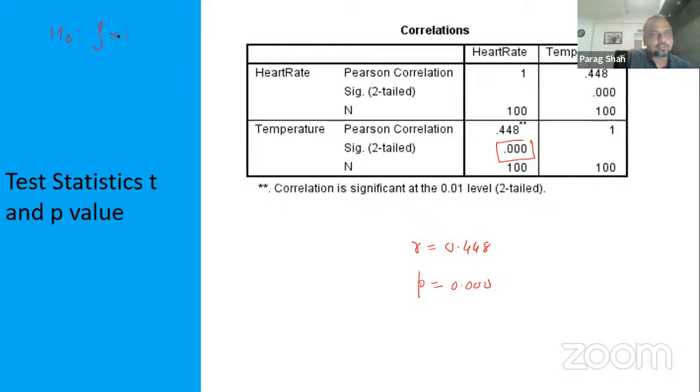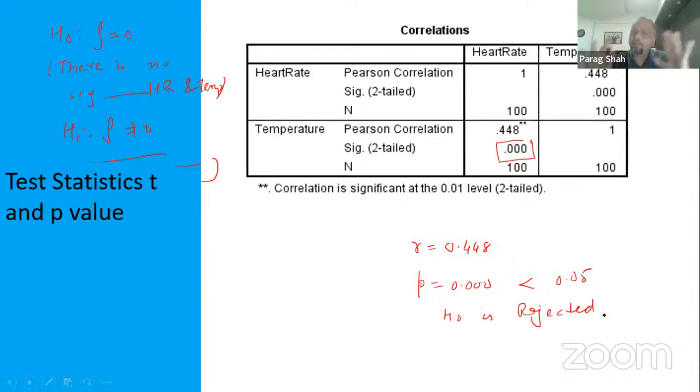Rho equal to 0. That means there is no significant correlation between heart rate and temperature. What was H1? Rho not equal to 0 means there is significant correlation. What is the value of P? 000 means less than 0.05. Less than means what? H0 is rejected.